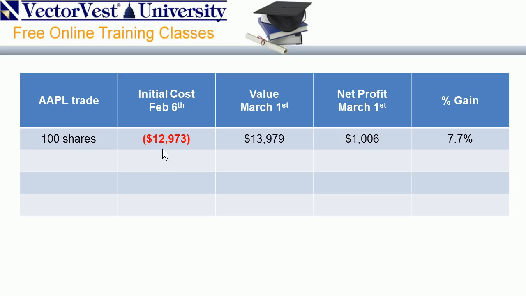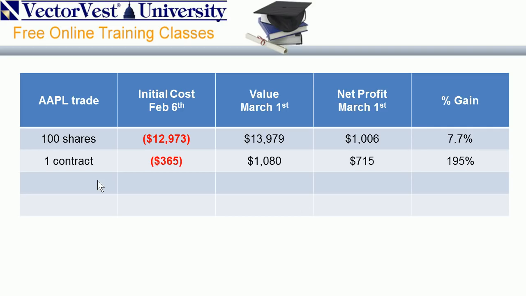So if you had paid that $129.73, which is where the stock was trading, not including commissions, your cost would have been $12,973. And on March 1st, when the stock rose, the value of that 100 shares would have been $13,979, which gives you a net profit, just about 3 weeks into your trade, of $1,006. Again, that's a 7.7% return on your investment.